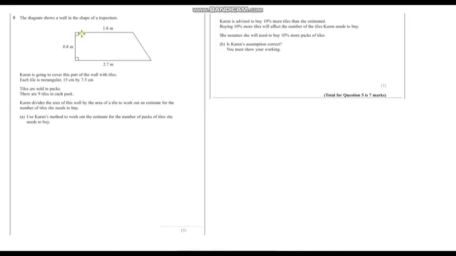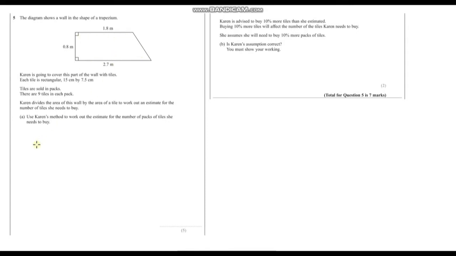Question number 5. The diagram shows a wall in the shape of a trapezium. Karen is going to cover this part of the wall with tiles. Each tile is rectangular, 15 centimeters by 7.5 centimeters. Tiles are sold in packs, and there are 9 tiles in each pack. Karen divides the area of this wall by the area of a tile to work out an estimate for the number of tiles she needs to buy. Use Karen's method to work out the estimate for the number of packs of tiles she needs to buy. So, first of all, let's work out the area of the wall that she needs to cover.